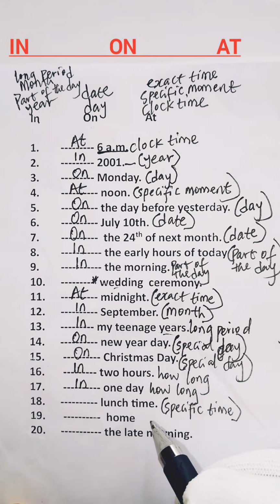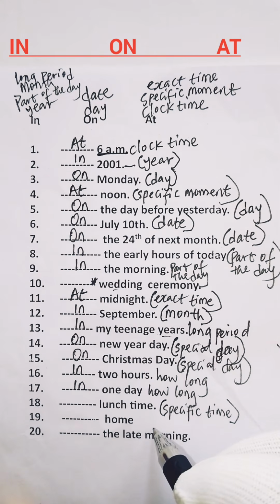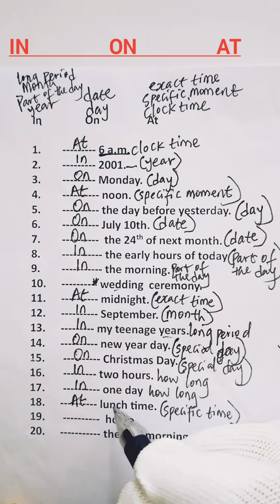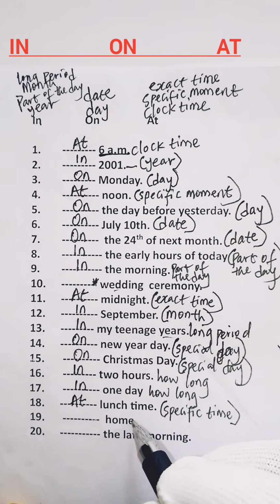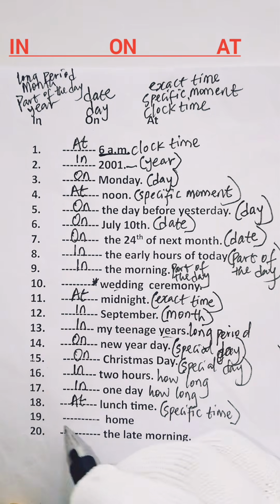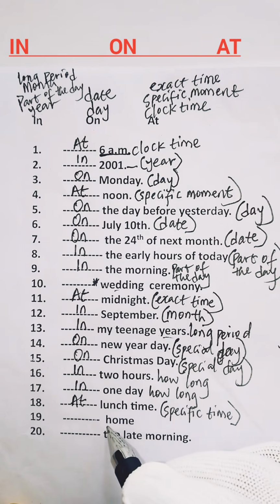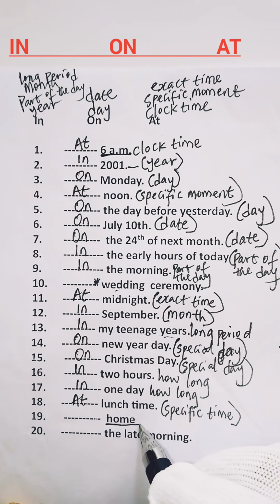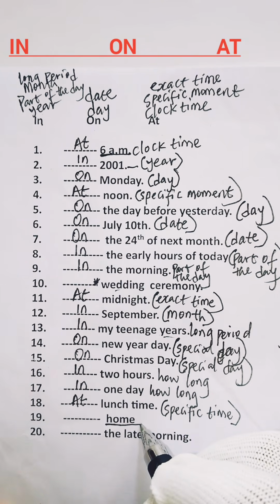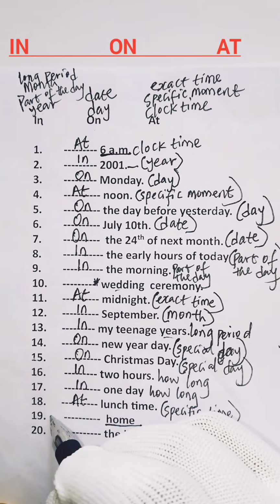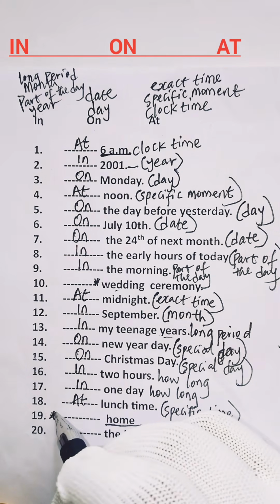When referring to a specific time in your sentence, you use at. We will discuss the matter at lunchtime. 19. Blank home. Sorry, this is for preposition of place. Our focus today is on preposition of time, so we are not going to answer this.